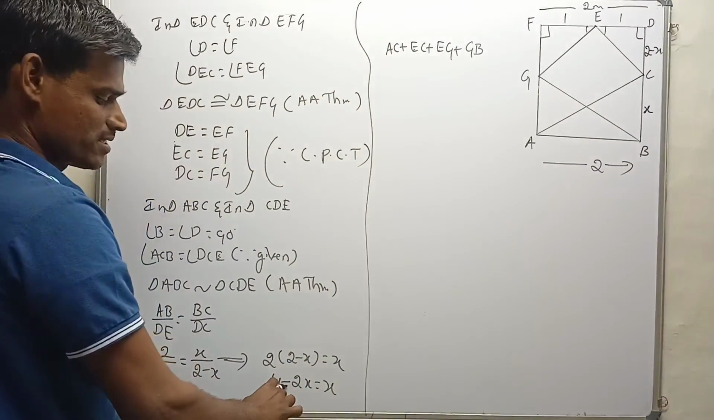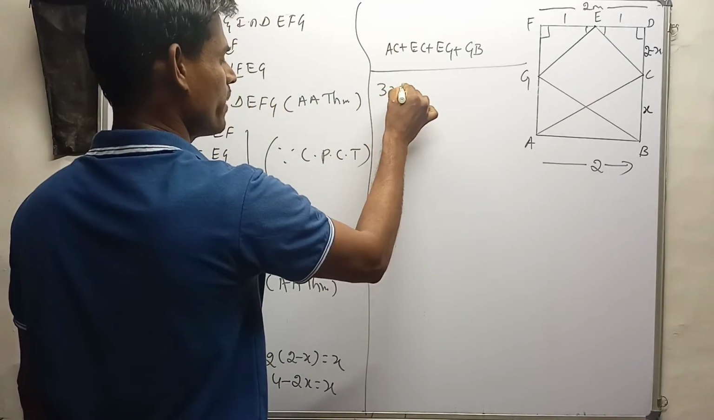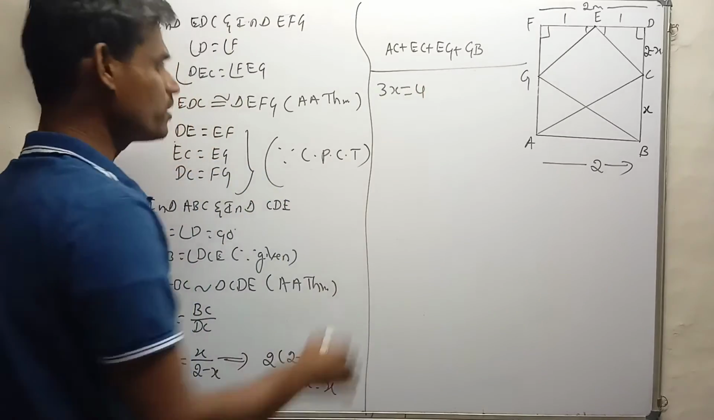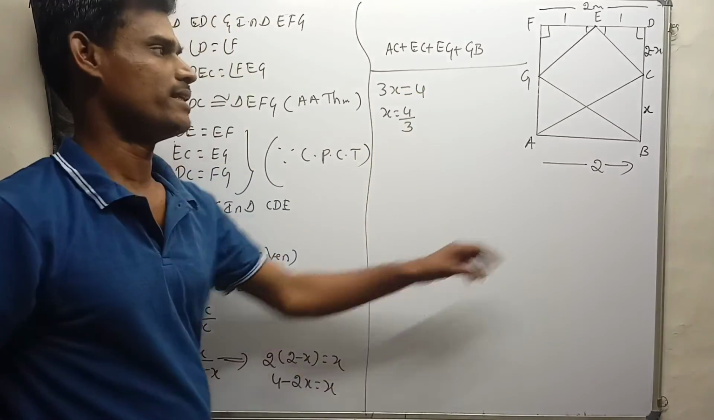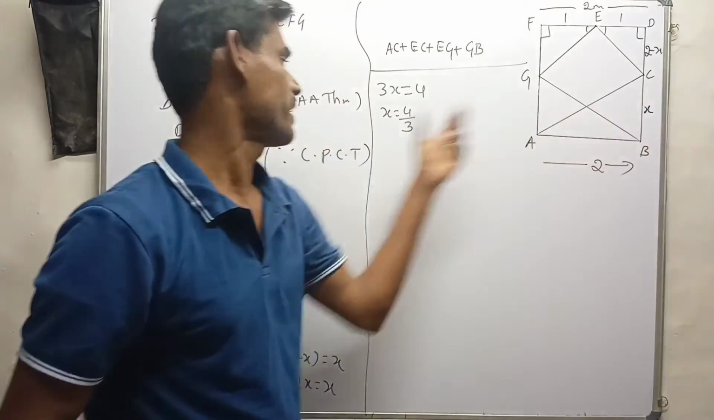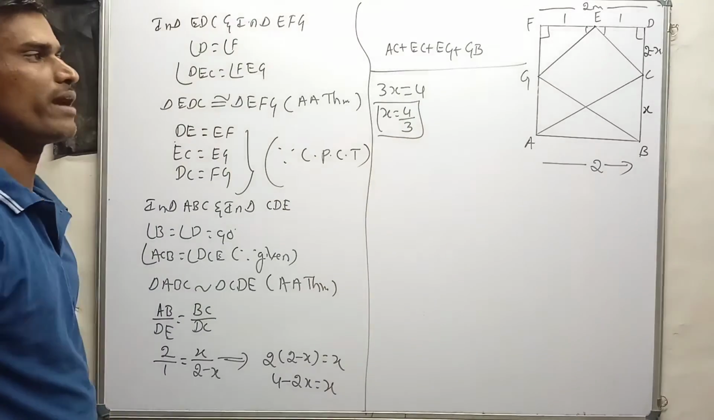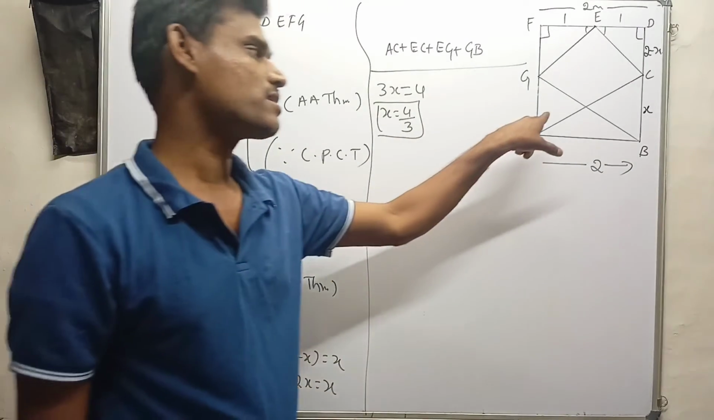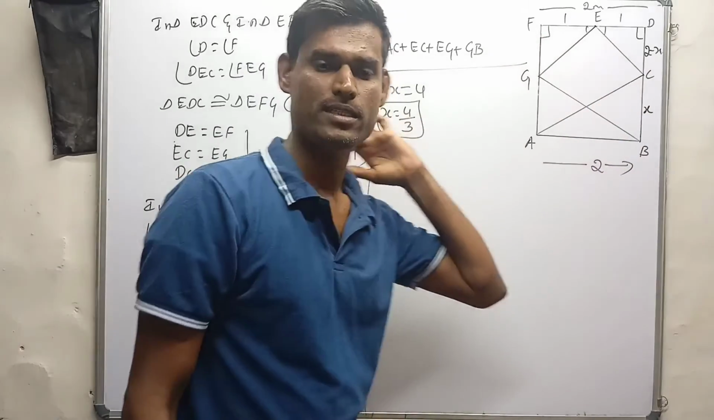Then shifting this X to the other side, we can write 3 times X equals 4. Then X equals 4 by 3. That is the value of X. X is equal to 4 by 3. Now we have the value of X. Let's try to find out the lengths of AC and GB.